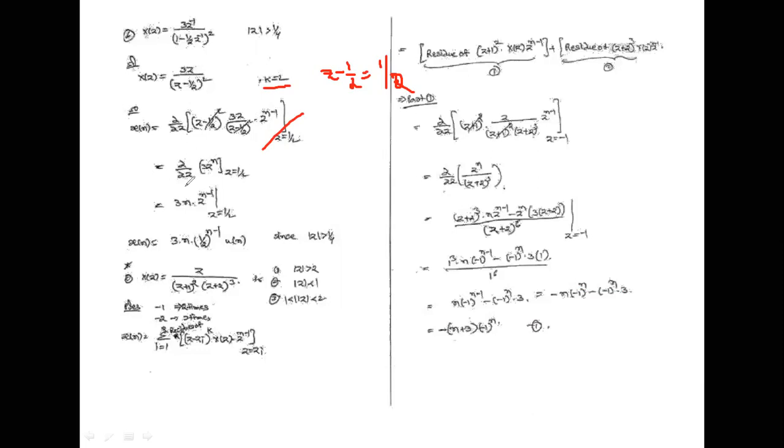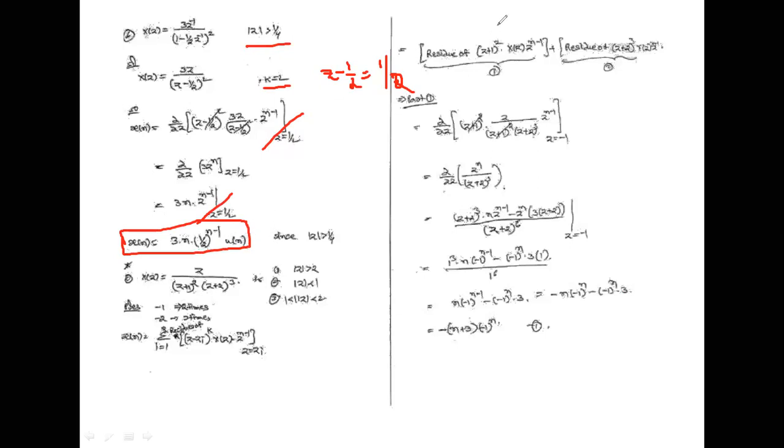One time only we apply the partial differentiation for the z power n: 3n z power n minus 1, where z is equal to 1 by 2. And the x of n is equal to 3n (1 by 2) whole power n minus 1 u of n. Why am I taking the u of n? Because the magnitude of z is greater than 1 by 4 is given, so you can multiply this function with u of n.